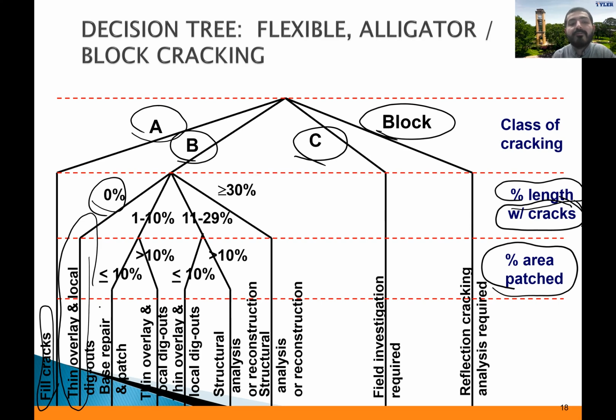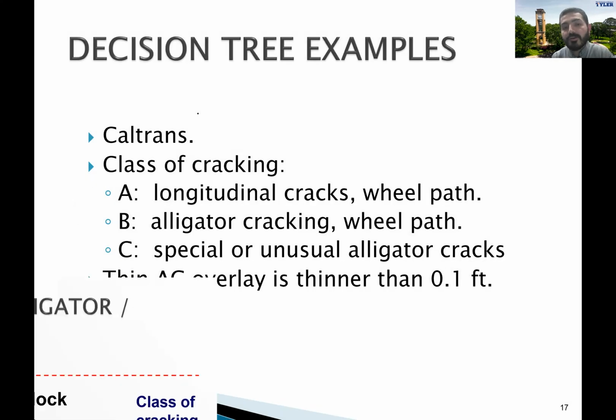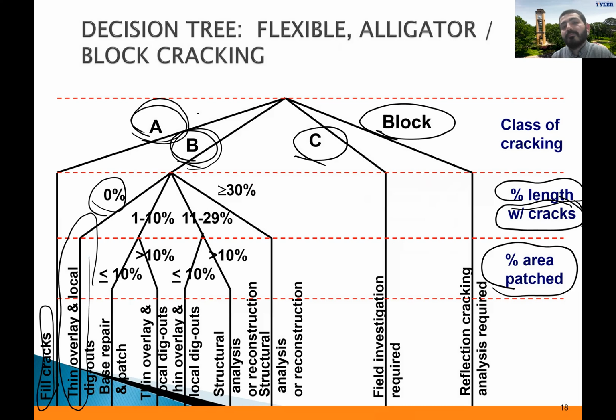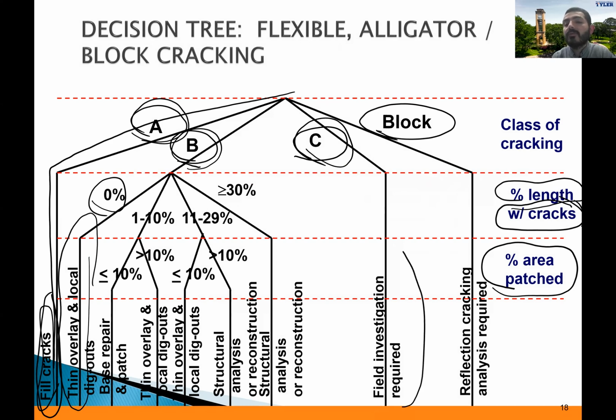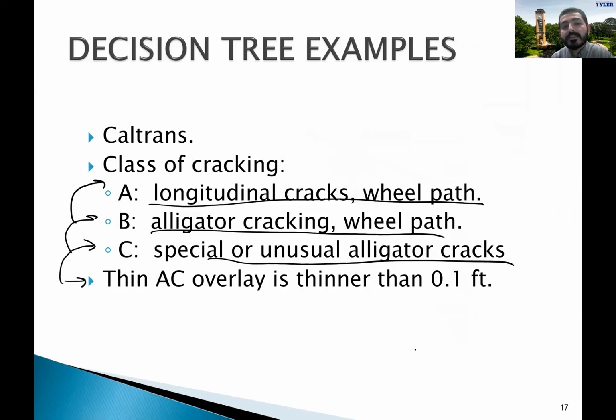That's for class B. For class A, which is a longitudinal crack in the wheel path, you typically go all the way directly to filling the crack. If you have class C, which is an unusual location for an alligator cracking, it needs to be more of a field investigation. Why? Because I know alligator cracking, I know how to treat it.